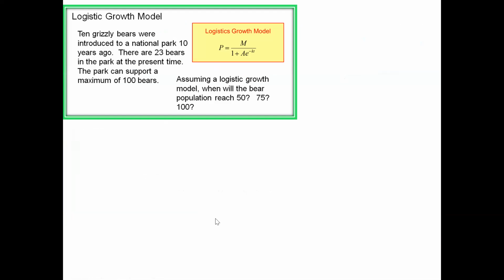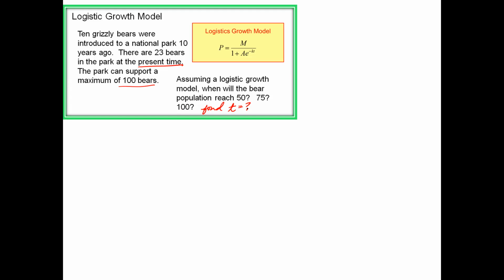Looking at this, it says 10 grizzly bears were introduced to a national park 10 years ago. There are 23 bears at the park in present time, okay? The park can support up to a maximum of 100 bears. Assuming the logistic model, when will the bear population reach 50 bears, 75 bears, 100 bears? Your job here is to figure out the time in years, okay?